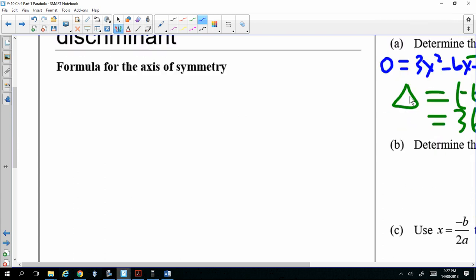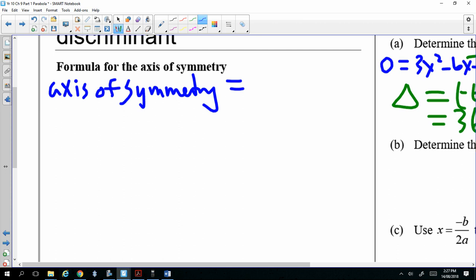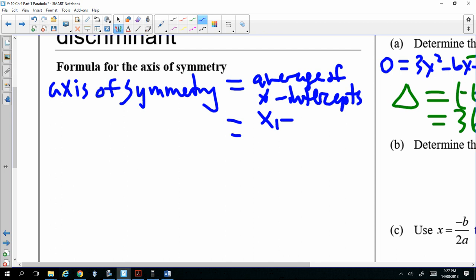We learned the formula for axis of symmetry. So remember, axis of symmetry is this. Let me write it down. That's equal to the average of the x-intercepts, which is equal to x1 plus x2 divided by 2, or half of x1 plus x2.